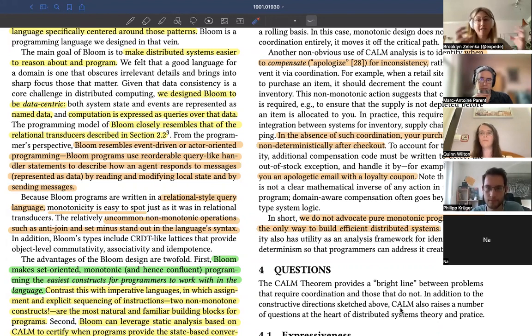And so in the same way that you want to have a pure core, a functional core and an imperative shell, could you have a monotonic core and a coordination shell on your program?